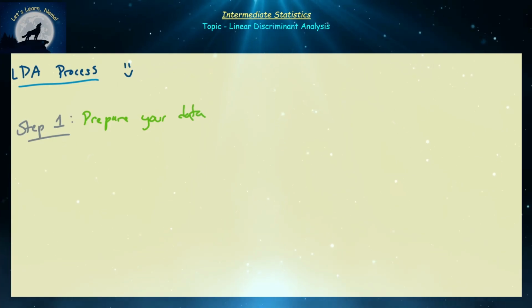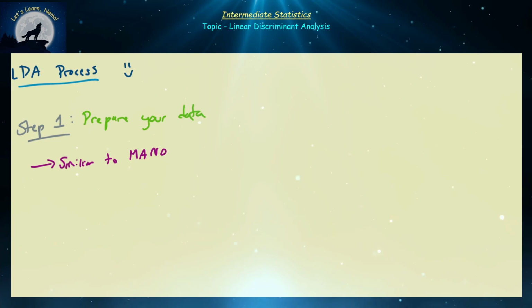So the first step of an LDA process is going to prepare your data. And before we get into the step-by-step process of how to perform an LDA, it's actually going to be very, very similar to a MANOVA test. So if you've ever done multivariate analysis of variance tests on multivariate equality of mean vectors, you will see a lot of similarities in this approach, which in some sense can be viewed as a motivation of why some of these metrics are defined the way they are.